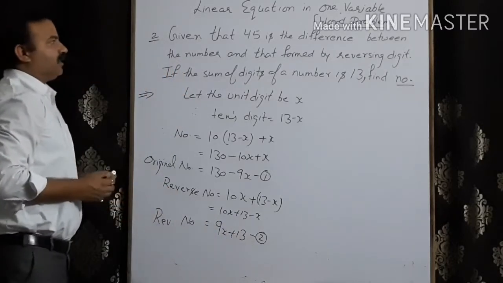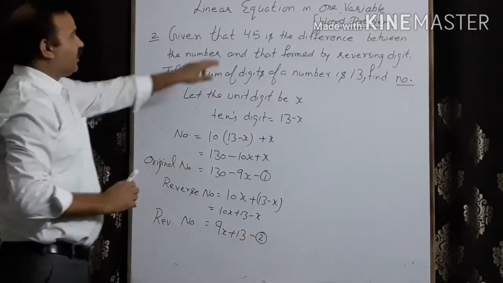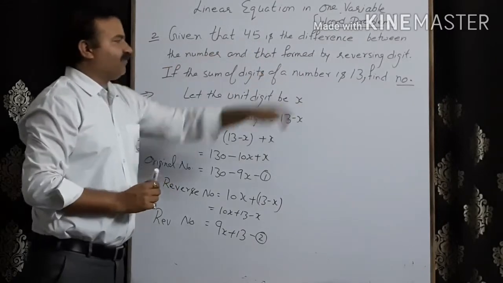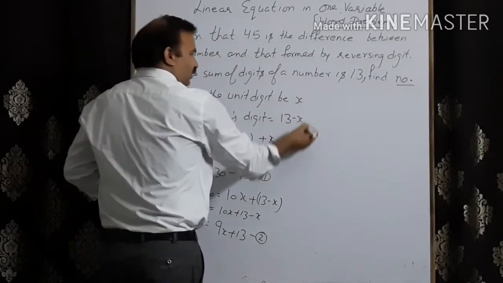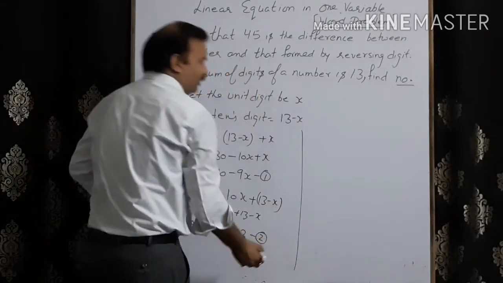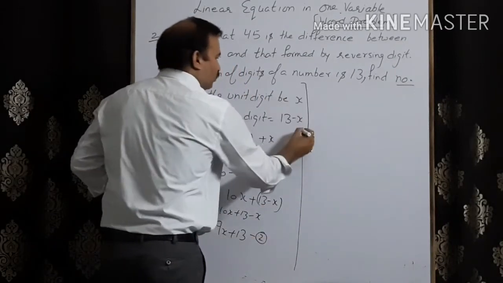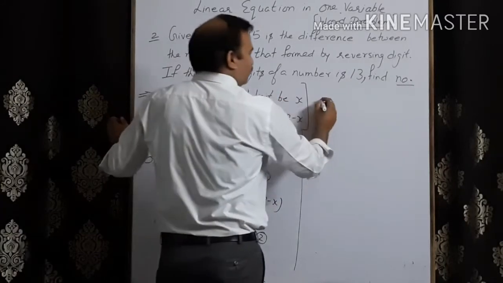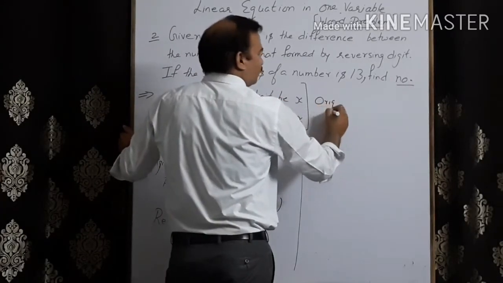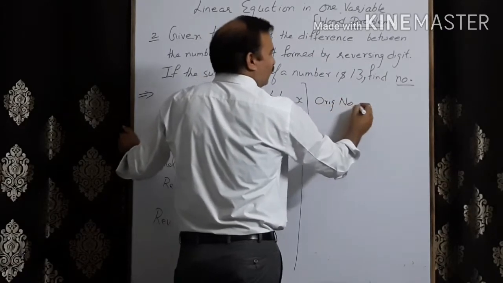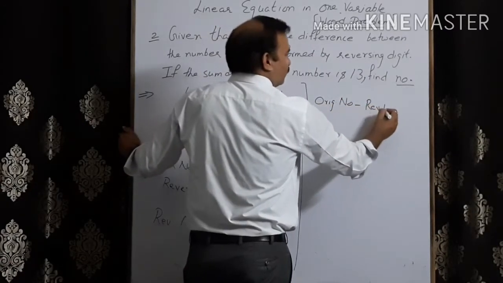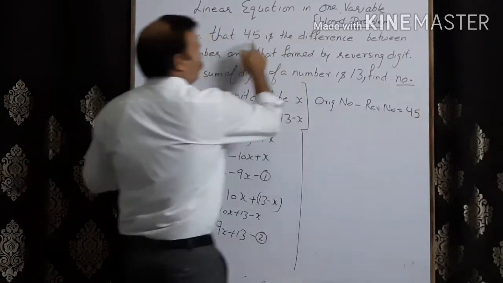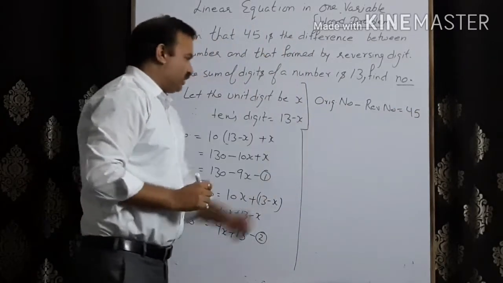Fine. Now, what was the condition? That 45 is the difference between the number and that formed by reversing it. I'll draw a line here and we'll do the question. First I will write the condition: original number minus reverse number is equal to 45.